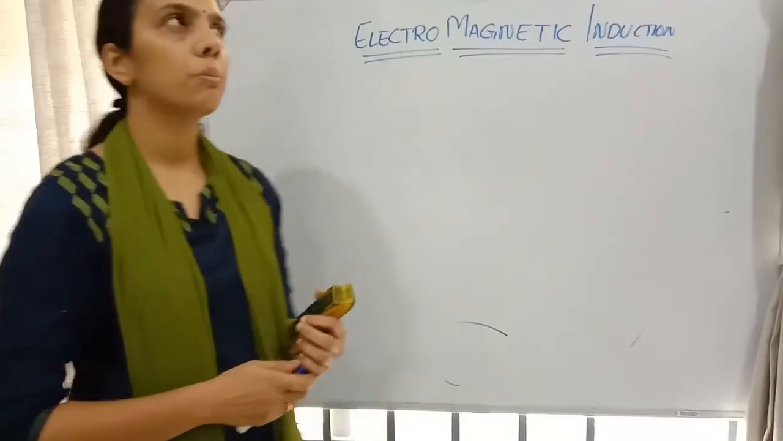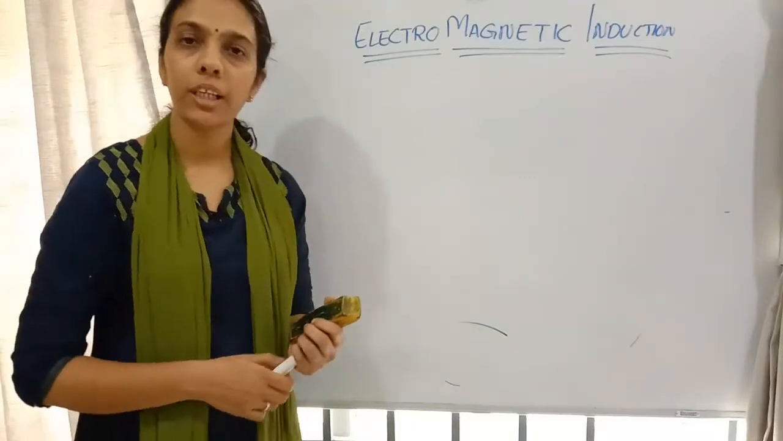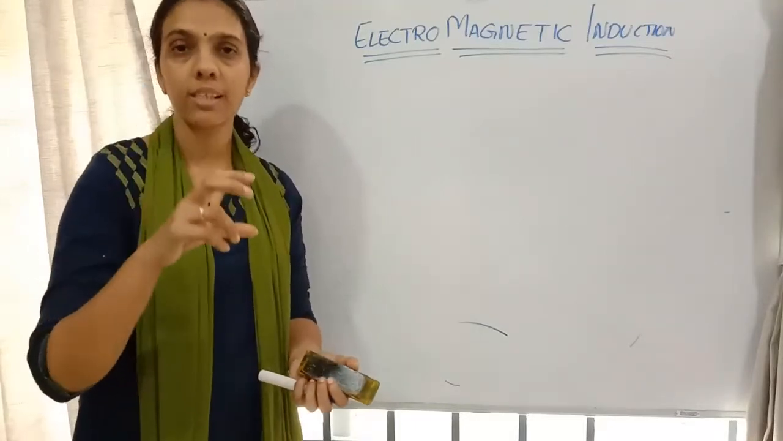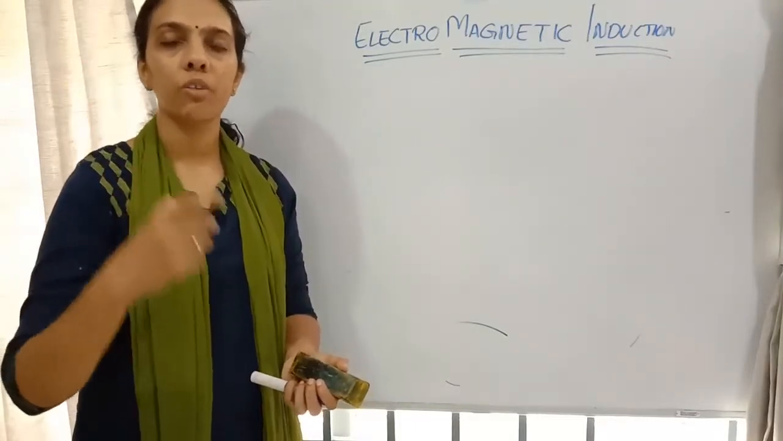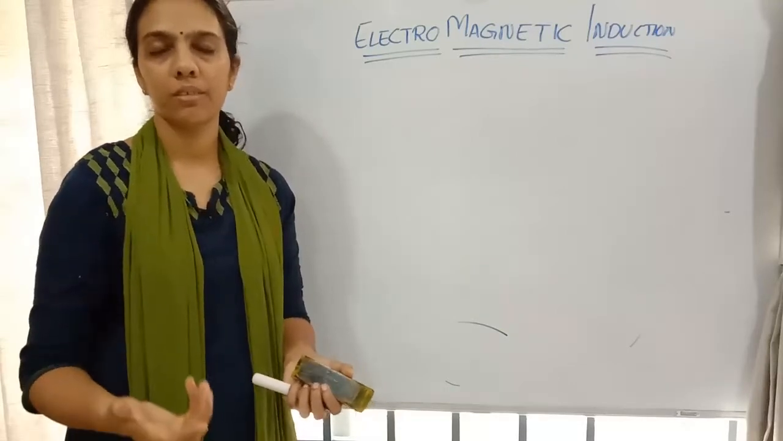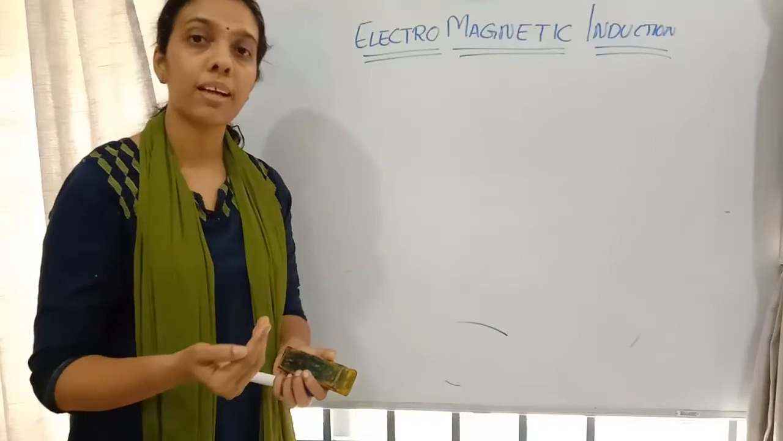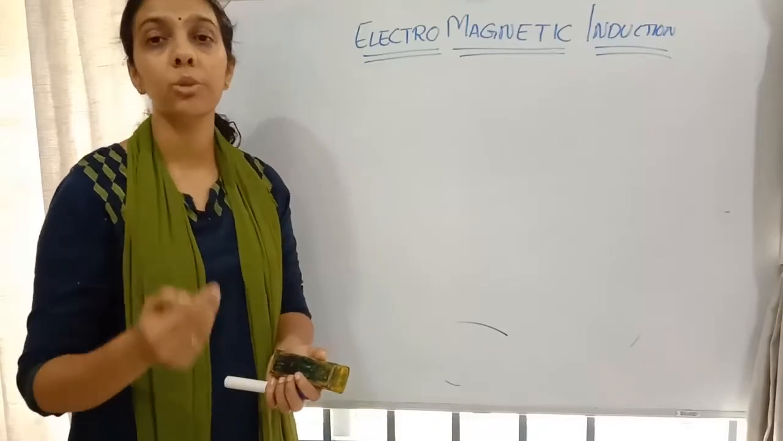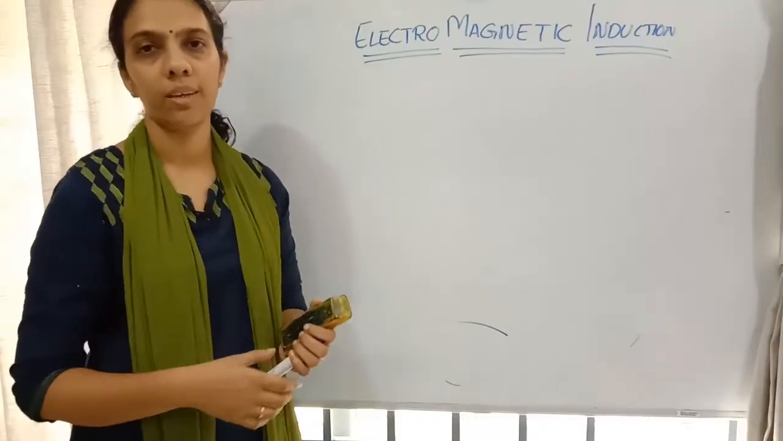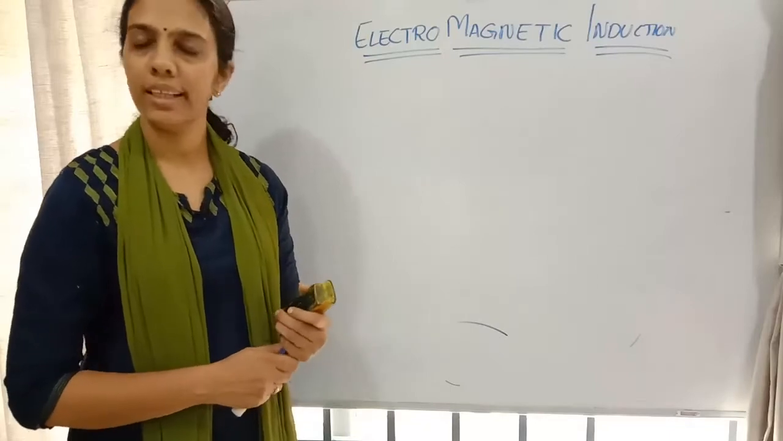So mutual induction is the property between the two coils when current in one of the coils changes, the magnetic flux changes, which produces an induced EMF in the other coil. That is called mutual induction.